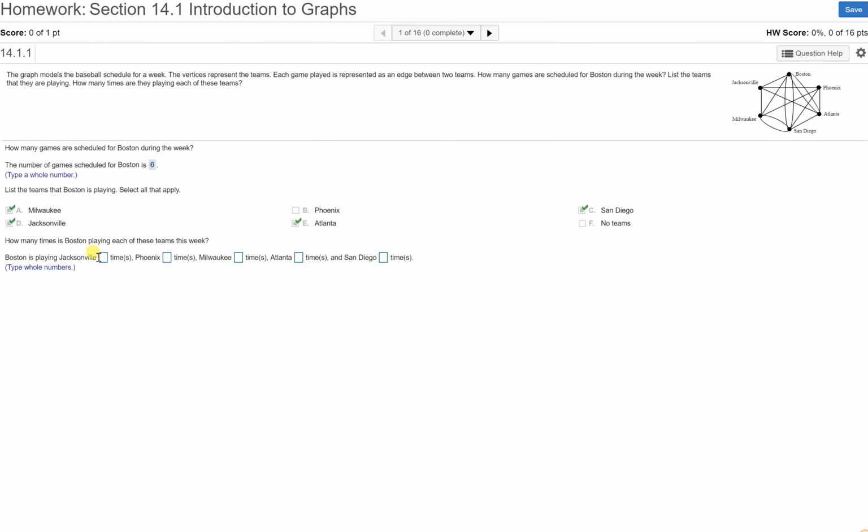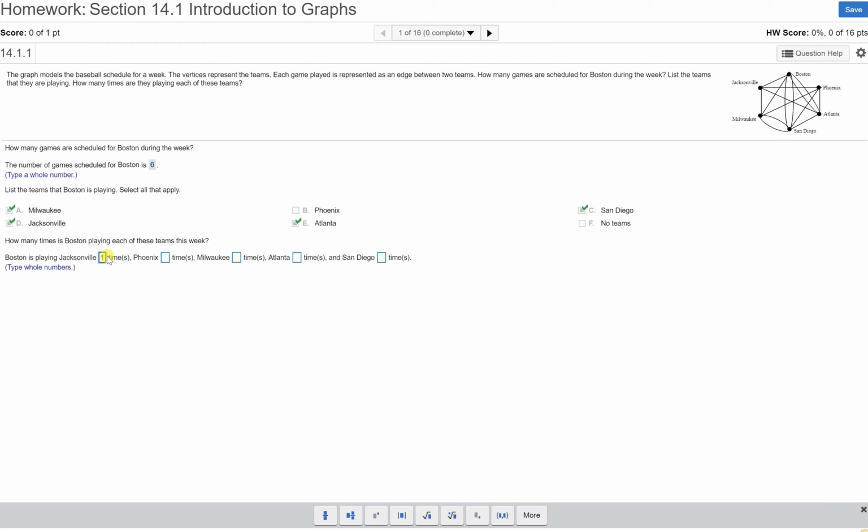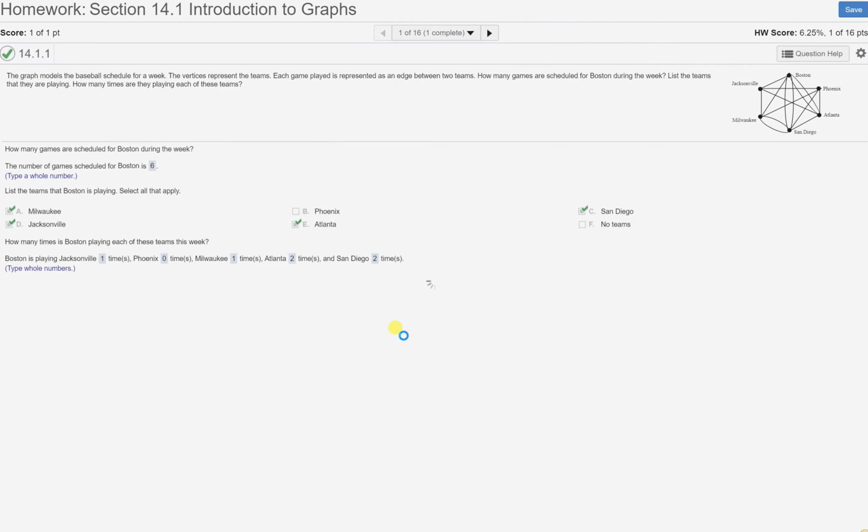Now how many games? So let's see. It's playing Jacksonville just once because it has one edge connecting it. So it's going to be 1 for Jacksonville. For Phoenix, it doesn't have any games, so you're going to put 0. For Milwaukee, it has 1. And for Atlanta and San Diego, San Diego's 2 and Atlanta's 2. And it should add up to 6, so that we have a degree of 6. So that's it. Really straightforward.